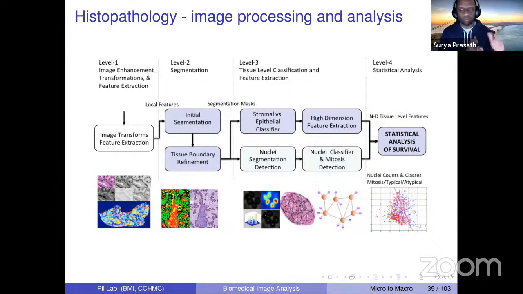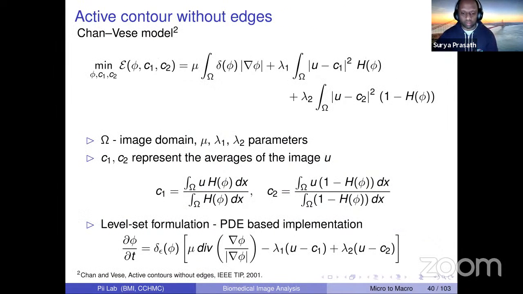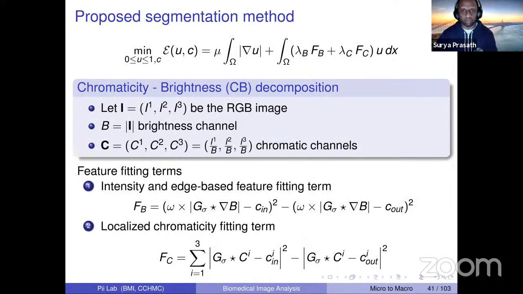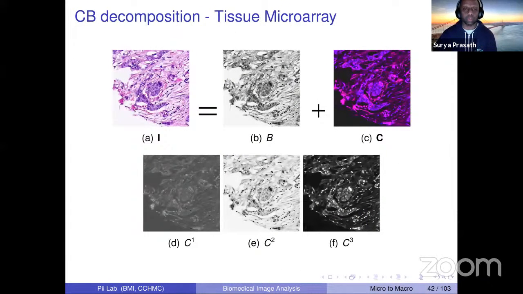So we have level 1 of pre-processing, low-level image processing stuff, then segmentation, and then higher level classification models. This is again a kind of old work where we used a simple active contour model. I'm going to skip these slides because there's a lot of math here, but just show the intuition of it. What we did originally is to split the image. Obviously, these are H&E stained color images. So we thought, okay, maybe we can easily split into pure brightness and chromaticity. Chromaticity is the pure color information.